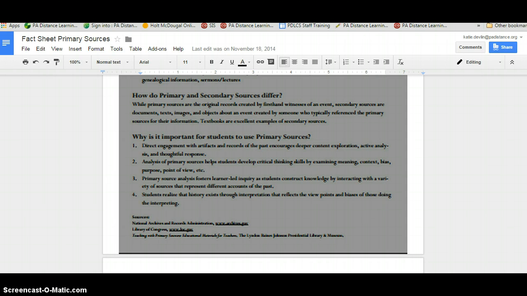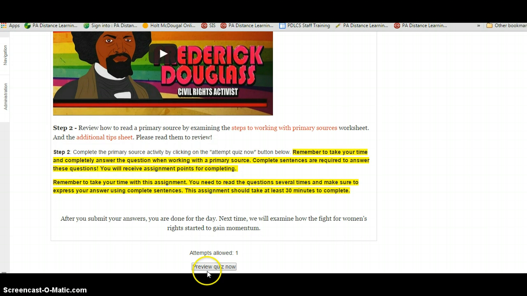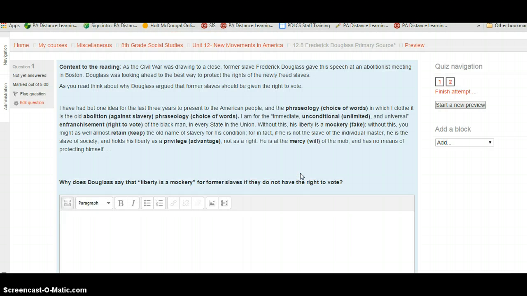Now we're going to jump back to our lesson and make sure we hit that preview quiz now button to start our assignment for the day. What we're reading today is an excerpt from something that Frederick Douglass said, and we know that Frederick Douglass is a very famous author and speaker from the pre-war era. So here's our context. As the Civil War was drawing to a close, former slave Frederick Douglass gave this speech at an abolitionist meeting. Please remember, guys, abolitionists are people who are against slavery, so they're wanting everyone to be free.